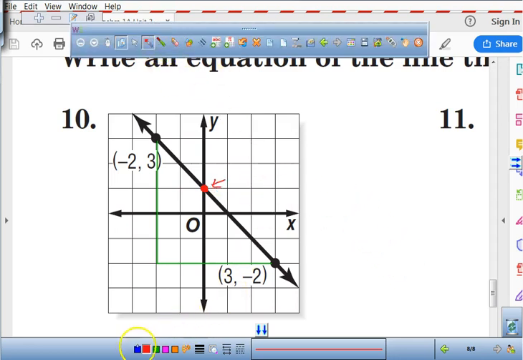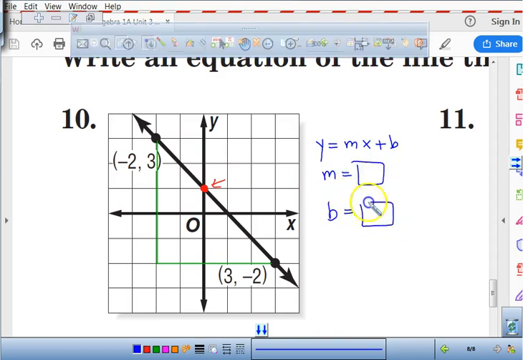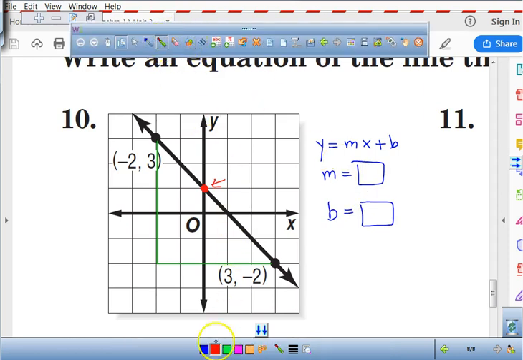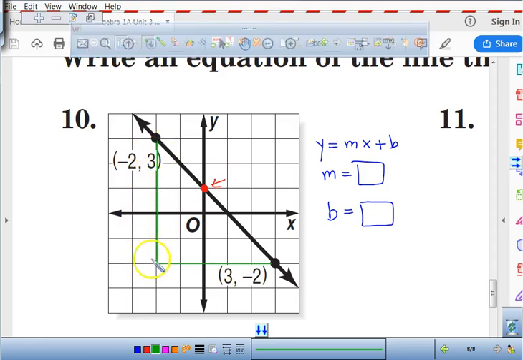So what is our slope? How much does it go down and how much does it go over? What's our slope equal to and what's our y-intercept? How far do we go down? 1, 2, 3, 4, 5. It goes down 5. So our rise is a -5. How much does it go over?